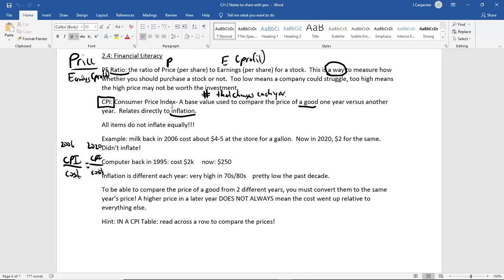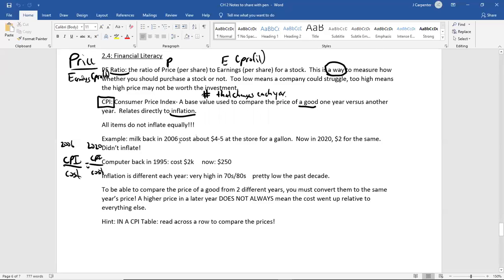So it was a lot harder to get $1 to buy that ream of paper. But it wasn't like a lot harder, maybe 50% more difficult, maybe 100% more difficult. It just depends on how the inflation has happened over the last 30 years, and those CPI values give us a way of accounting for that. All items don't inflate equally, and that's what we're going to do some examples of coming up.